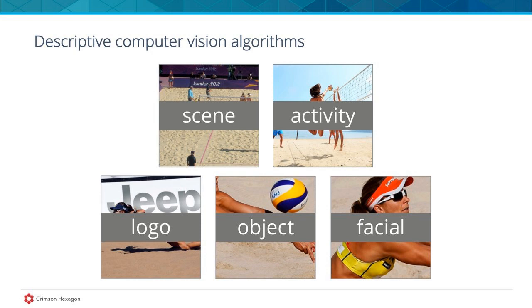Things like scene recognition. We have capabilities to identify a beach in a photo. We can look at actions, for example, playing volleyball. Logo recognition is probably one of the most mature technologies out there for the marketing computer vision use case, being able to identify a logo like Jeep in a photo, an object like a volleyball, and then facial analysis, anything from recognizing a specific individual like a celebrity to understanding age, gender, demographics, ethnicity, and even emotion from the face.